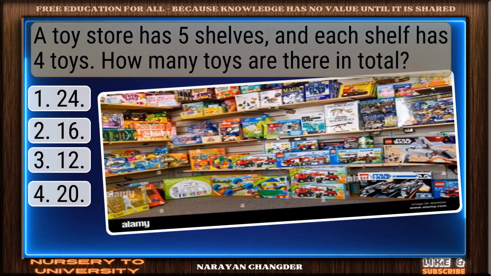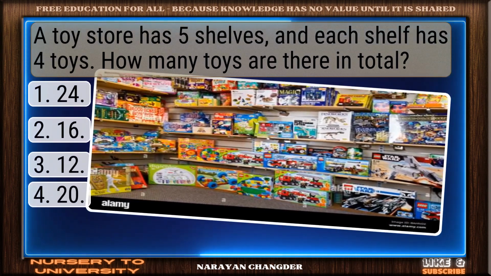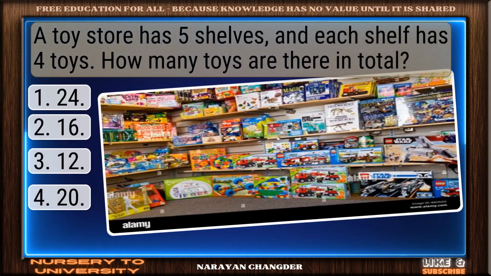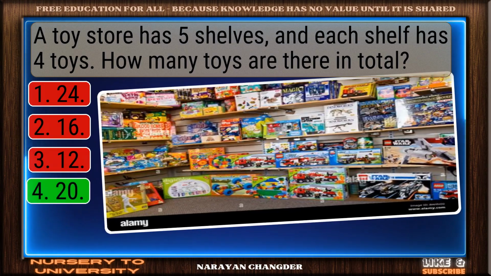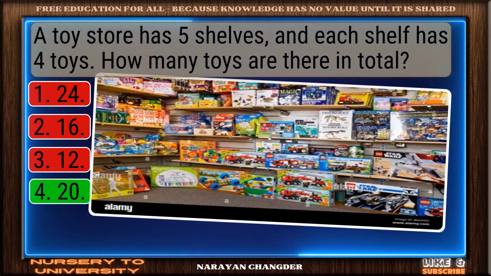A toy store has 5 shelves, and each shelf has 4 toys. How many toys are there in total? Smart pick. 20 is the correct choice.